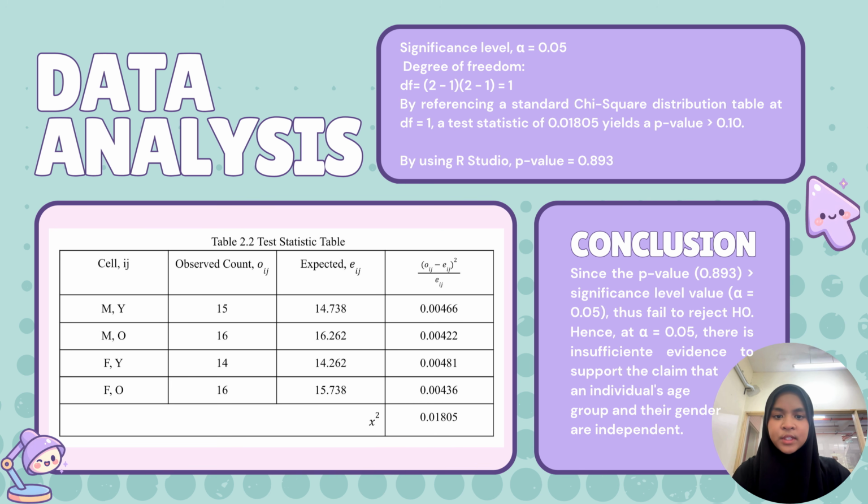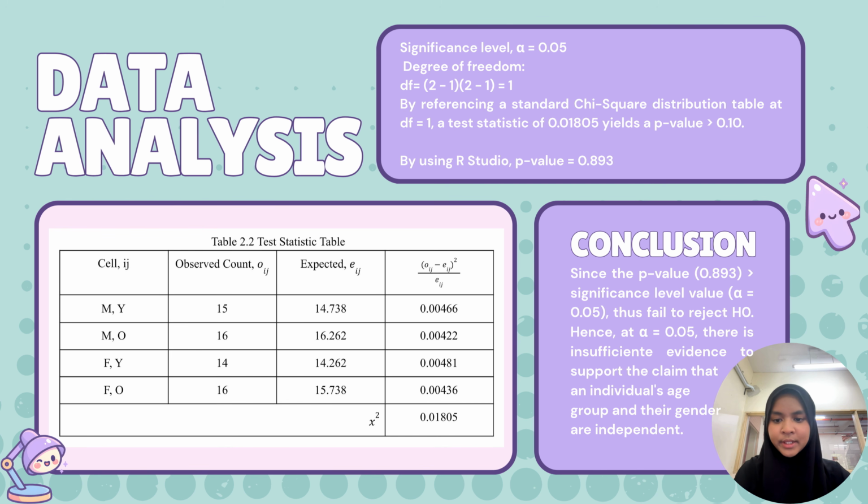After this calculation, we refer to the standard chi-square distribution table, and a test statistic value of 0.01805 will yield a p-value more than 0.10. By using RStudio, we can get an exact p-value, which is equal to 0.893. So in conclusion, since the p-value is more than the significance level, we fail to reject H0. Hence, at alpha equal to 0.05, there is insufficient evidence to support the claim that an individual's age group and their gender are dependent.